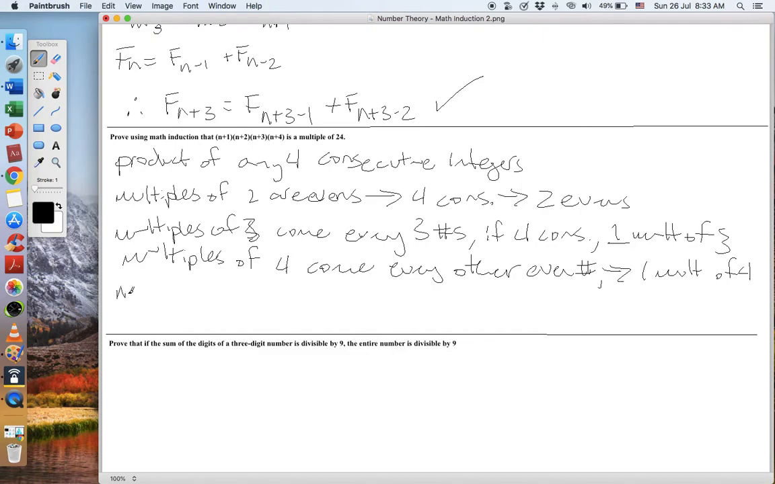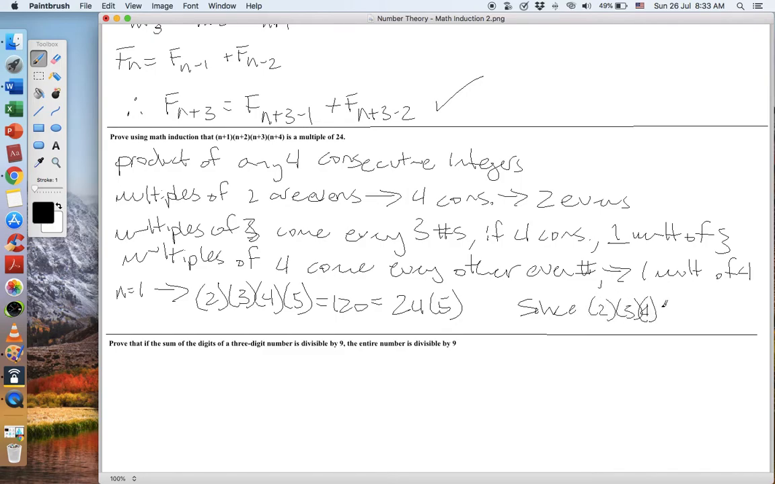And so let's just say that n equals 1 for a test case here. Then we get 2 times 3 times 4 times 5, or 120, which is equal to 24 times 5. And so since 2 times 3 times 4 equals 24, we can say that this is true because, again, we've got 4 consecutive integers. We know 2 are even, so we've got 2 as a factor.